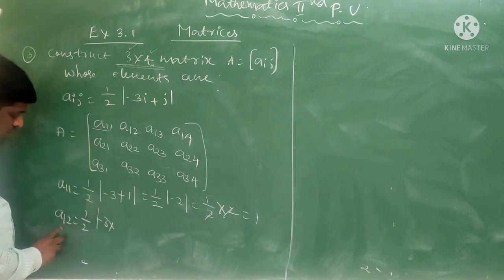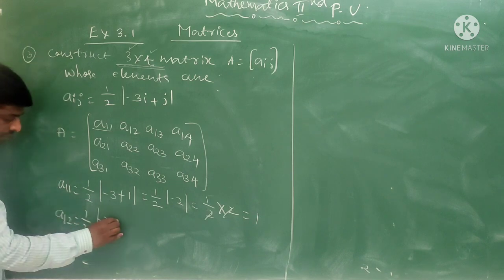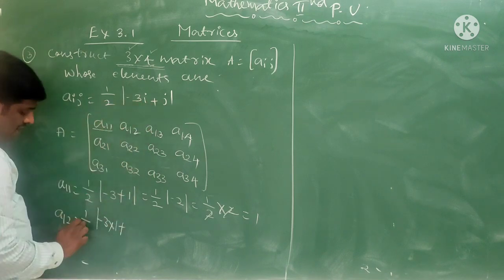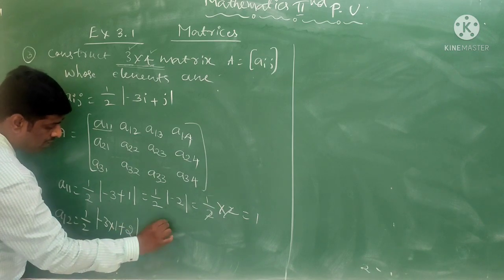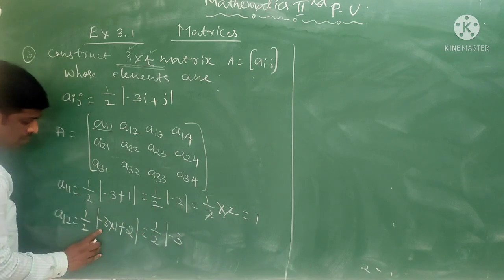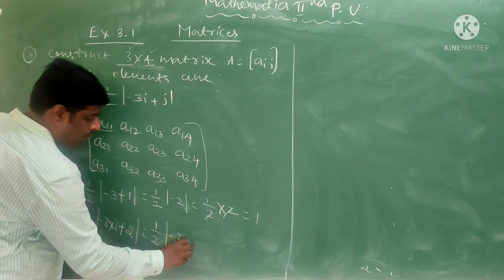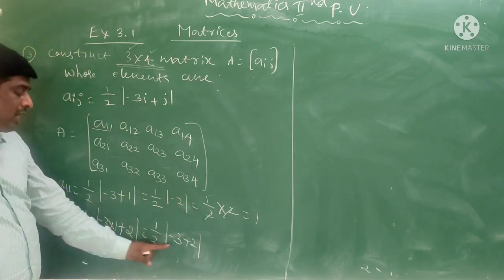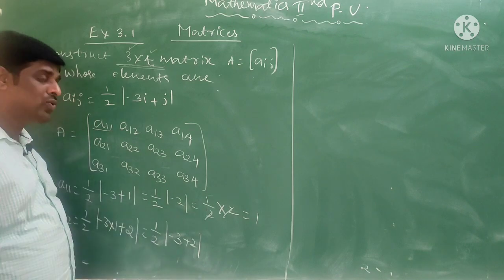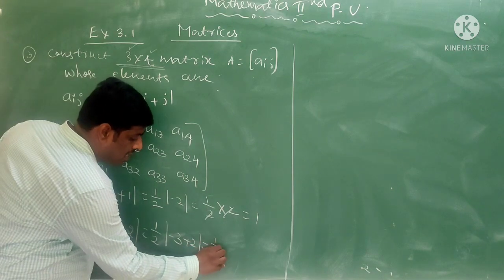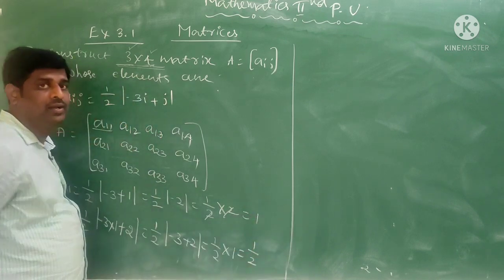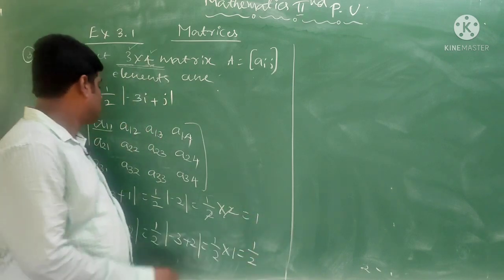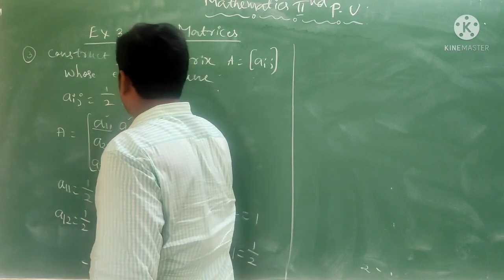Next, A12 is equal to 1 by 2 modulus of minus 3 into i value is 1 plus j value is 2. So that is 1 by 2, minus 3 ones are 3 plus 2. Minus 3 plus 2 is minus 1. Modulus of minus 1 is 1. That is 1 by 2. Okay. Next. So we got A11, A12.